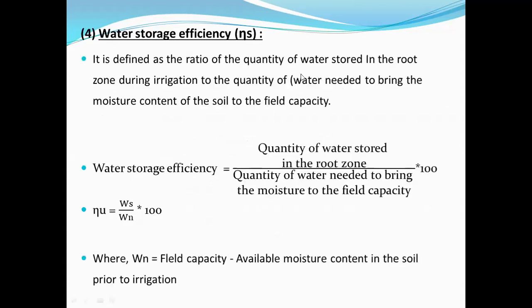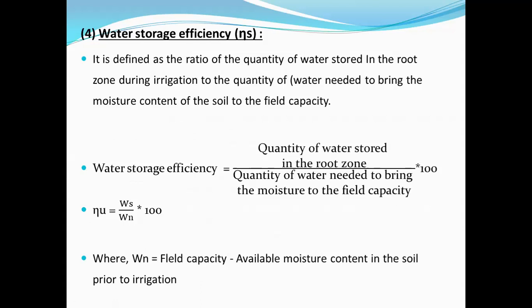Next is water storage efficiency, which is denoted by eta s. It is defined as the ratio of the quantity of water stored in the root zone during the irrigation to the quantity of water needed to bring the moisture content of the soil to the field capacity.